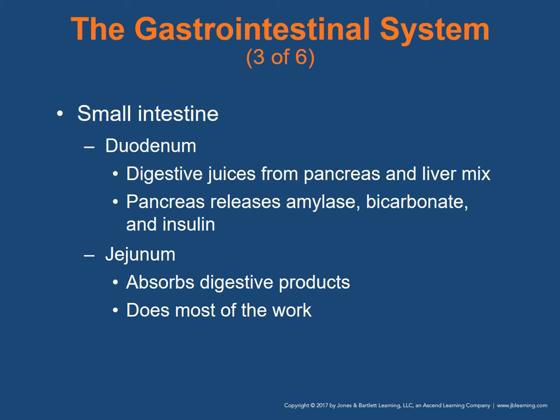So in the duodenum, digestive juices from the pancreas and the liver mix. The pancreas at this point will release amylase, bicarbonate, and insulin. We're going to talk about bicarbonate and insulin in the next lecture, very important. The jejunum, the next section, absorbs digestive products and does most of the work. So specifically, the job of the small intestine is to absorb products, and most of it happens in the jejunum.